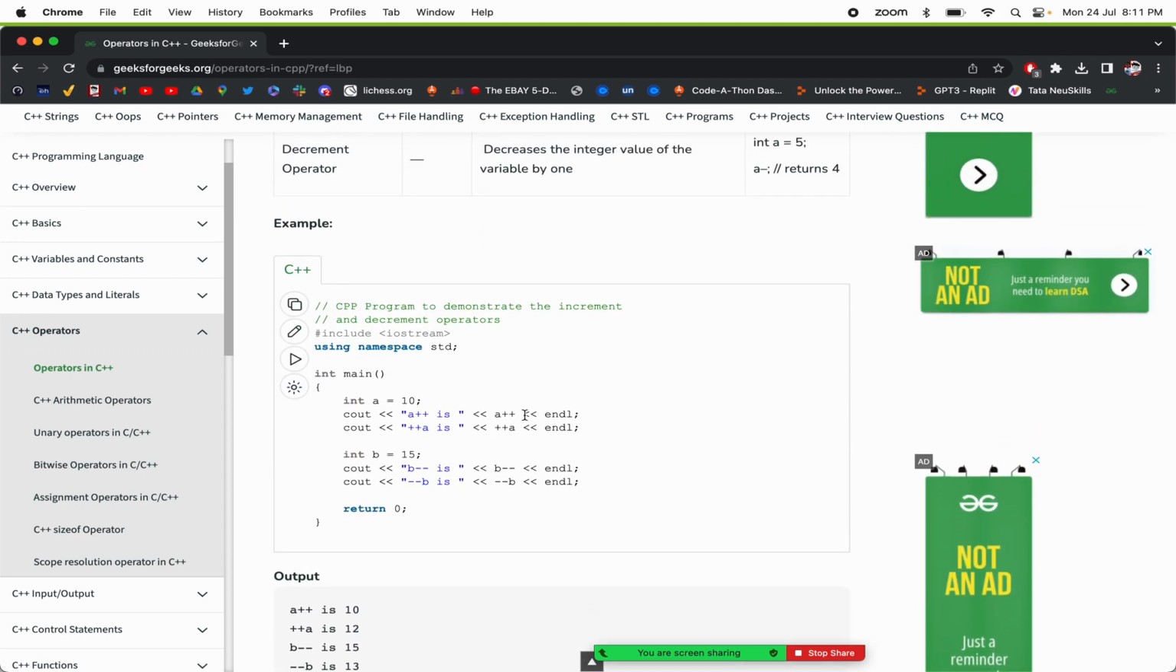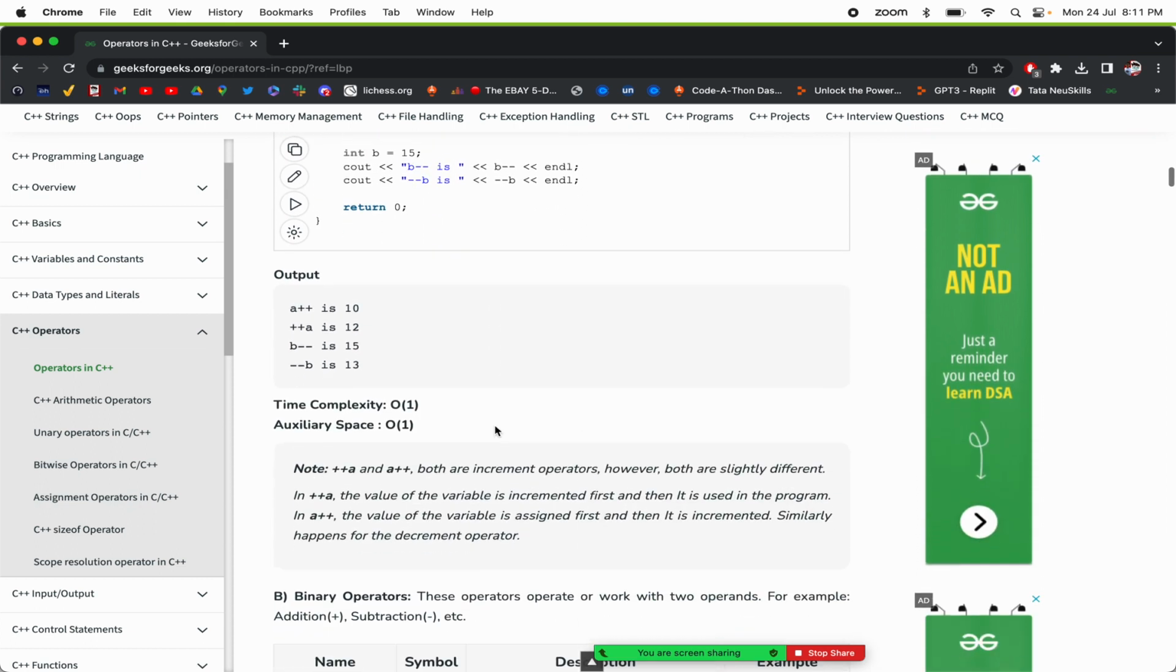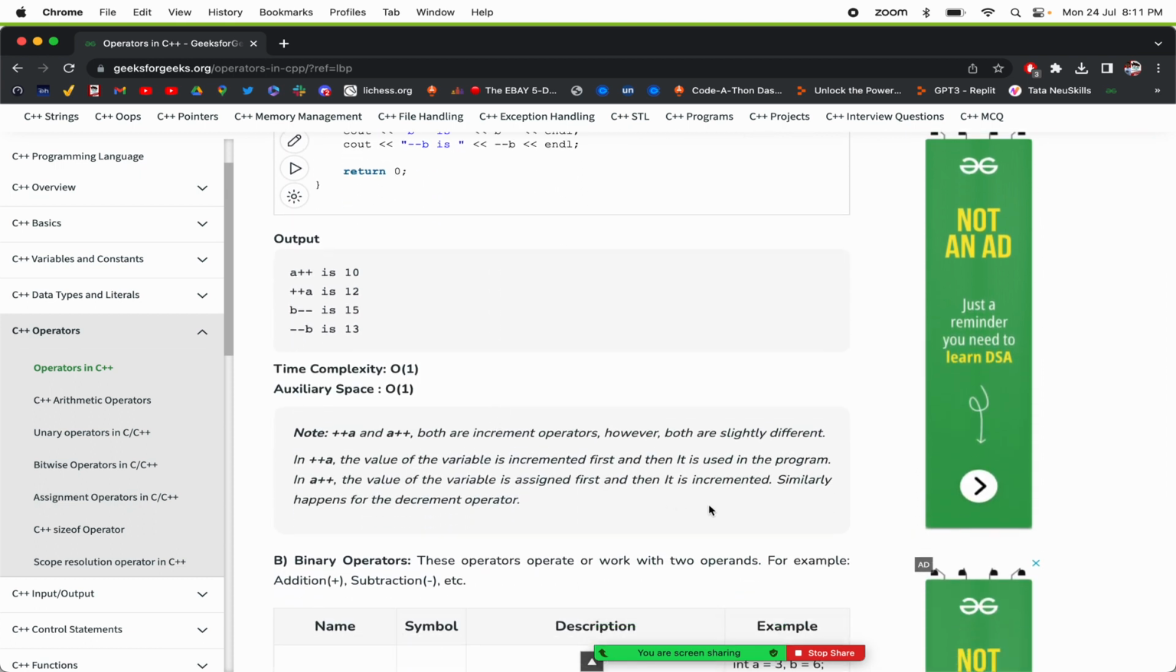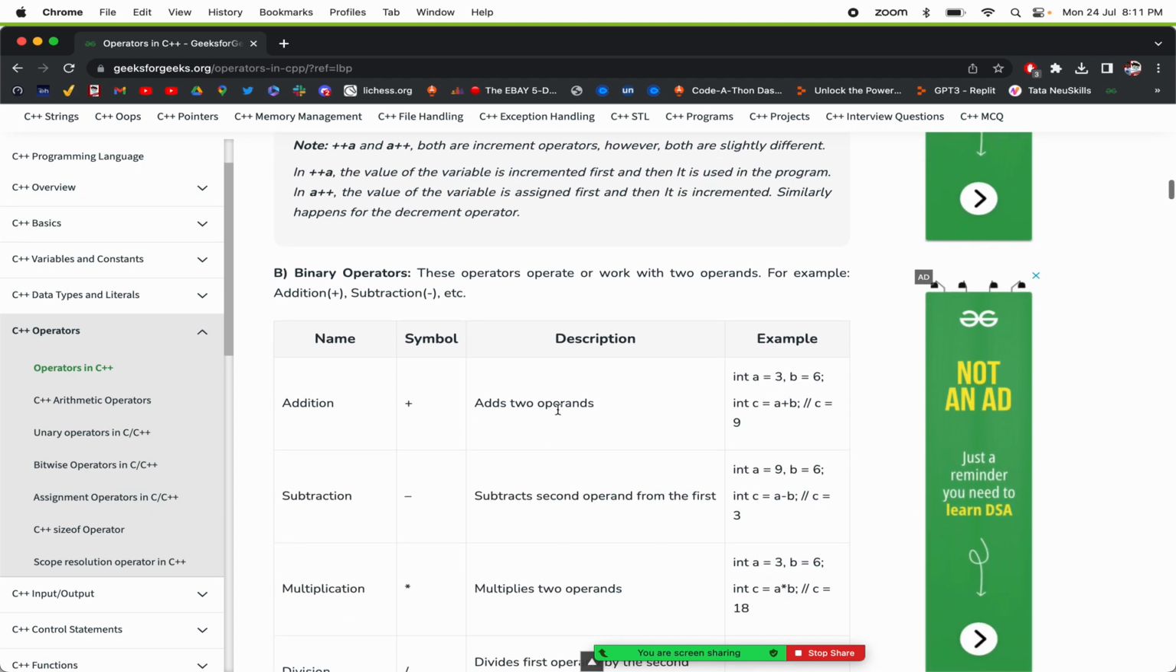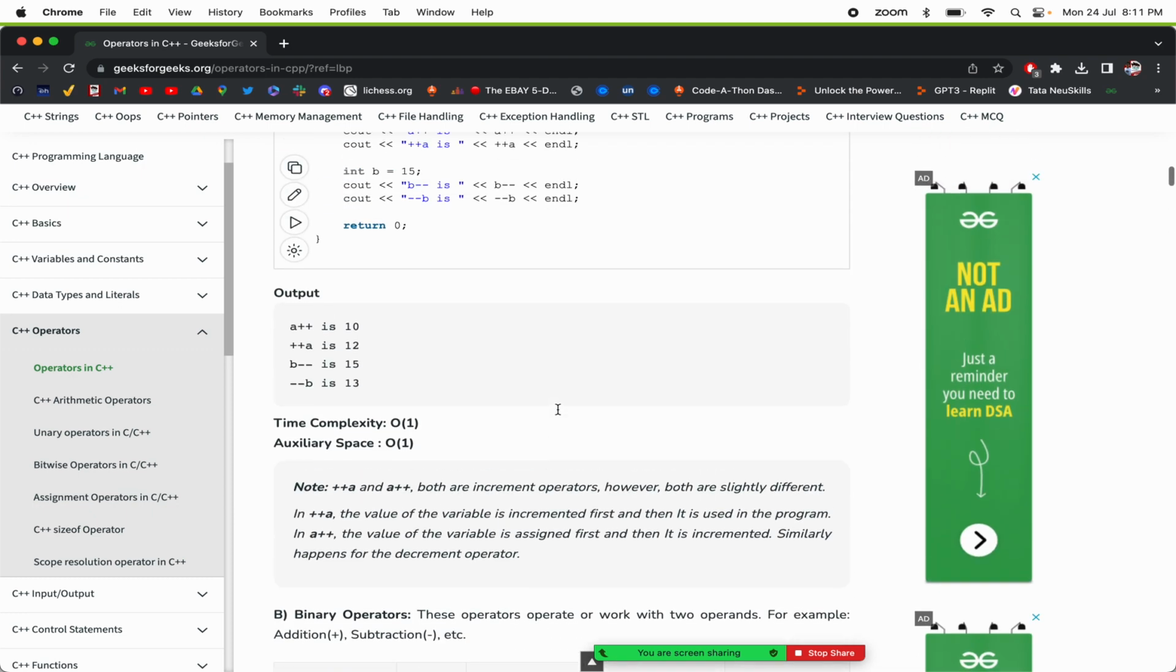So in a++, the value of a is getting returned. It is the original value we are getting, and then it will get incremented. Similarly it happens for the decrement operator also, right?